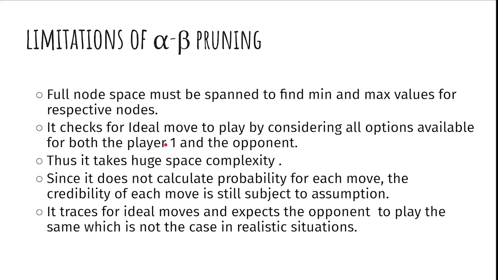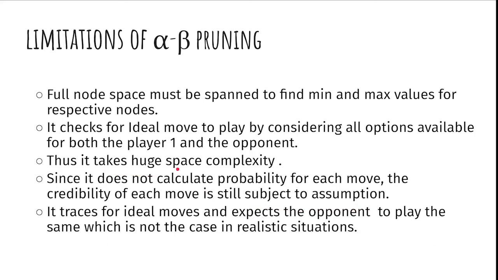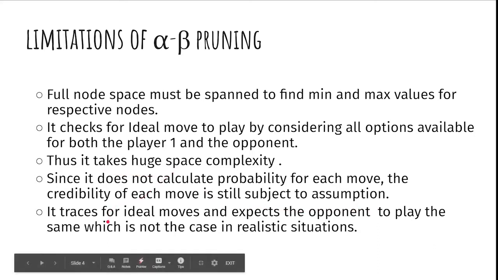When there are probabilistic values, it's very tough because it's sometimes subject to assumptions. It gets stuck. This is called huge space complexity. It traces for ideal moves and expects the opponent to play the same. That's not the case in realistic situations.